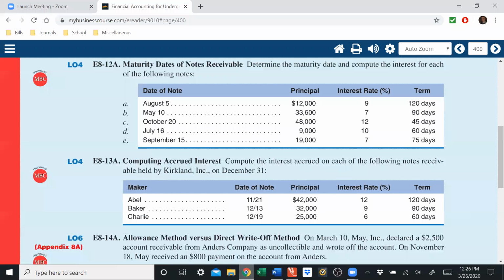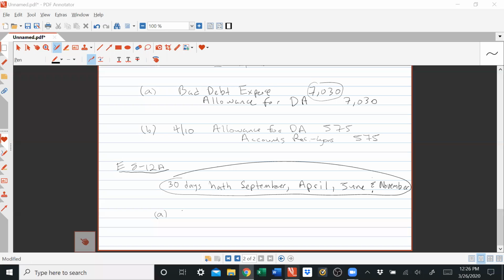And so we have to figure out from August 5th what date will be 120 days from now. August has 31 days, so we do 31 minus 5. That's how many days are left in August. So that's 26. September is the next month. 30 days hath September, April, June, and November. So there's 30 in September.